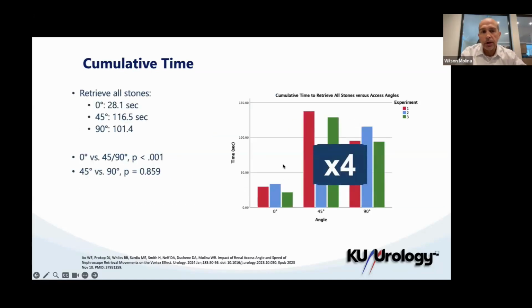And here's how we calculated the time that we spent to remove all the stones that we put in our model. And here, obviously, at 0 degrees, it takes less than 30 seconds to remove everything. Compared to the other ones, it takes more than 100 seconds.